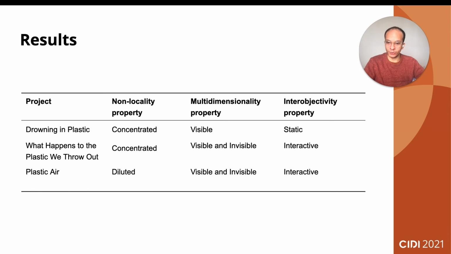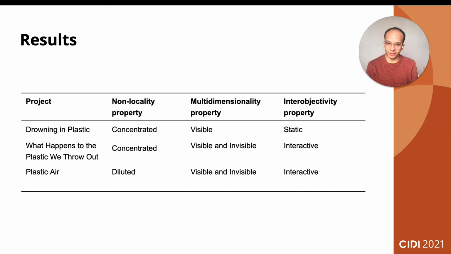After applying the analysis framework to the 3 projects being analyzed here, you can see how each of them addresses each of the 3 properties of the hyperobjects being singled out in this project: non-locality, multidimensionality, and interobjectivity. 2 of the projects being analyzed here address the property of non-locality as concentrated, meaning they actively display and represent the plastic pollution as concentrated bunches of plastic, and show it as not defying these scales of space and time, which is what happens in Plastic Air, which seems to show that the plastic we throw out actually can take on multiple forms, such as that of microplastics in the air itself.